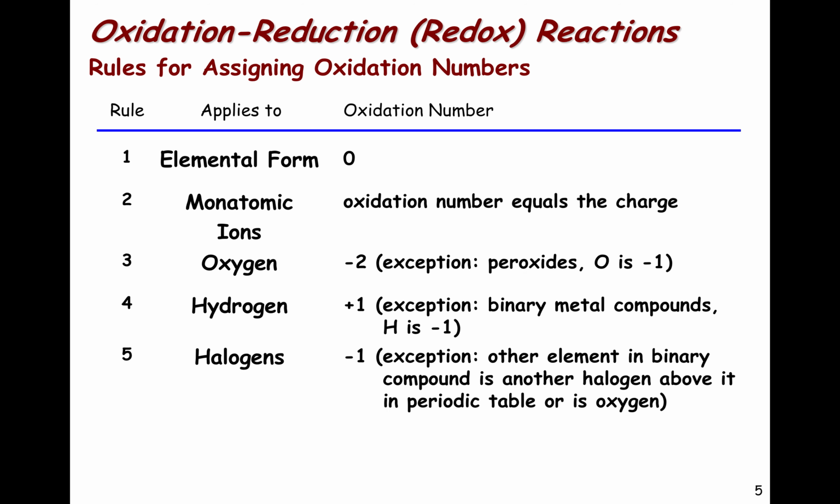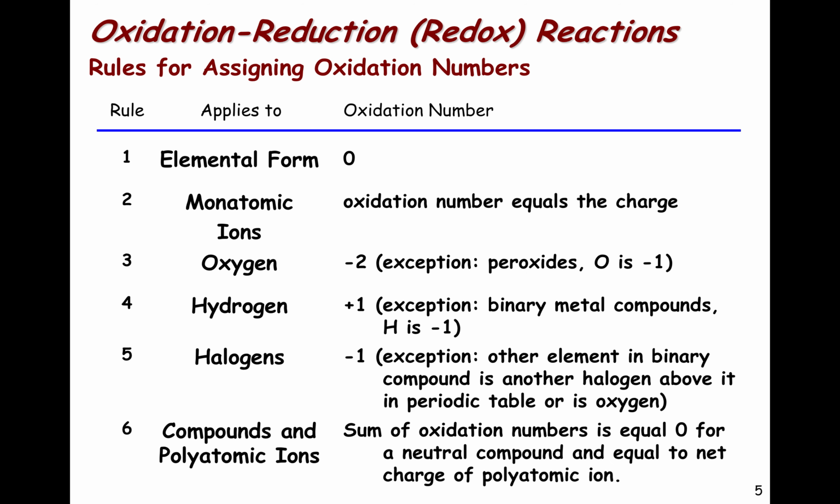The halogens almost always form -1 ions, so the oxidation number is -1. And then finally, for polyatomic ions, we have to determine the oxidation number as a result of determining what the net charge of that ion is, and using the other rules having to do with the oxidation numbers for the other elements involved.